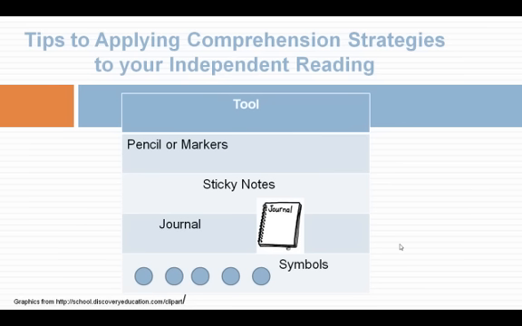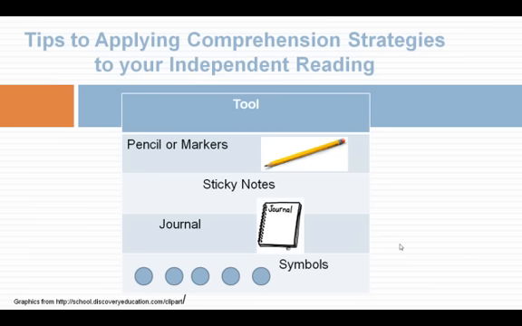Here are some tips to applying your comprehension strategies to your independent reading. You will use different tools. If the book happens to belong to you, it might help to use pencils or markers. If you don't mind, you can write in the margins. Write your predictions using your symbols and note what they are. For example, if you have a question, just write it right into the margin or highlight something that you found interesting in your book. Remember, only do this if the book belongs to you.